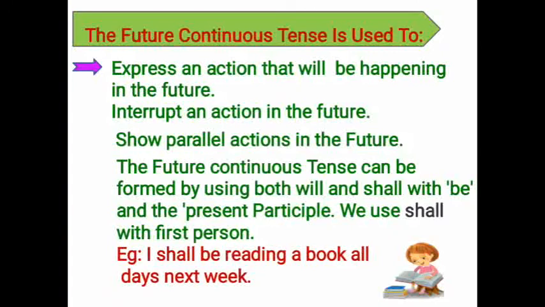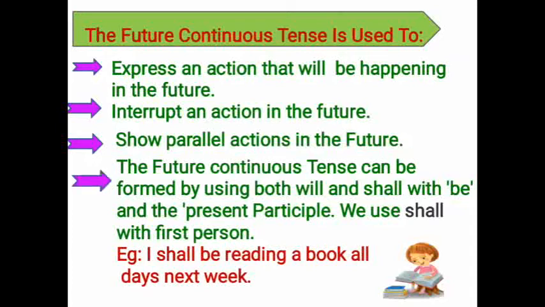Now we will learn that the future continuous tense is used to express an action that will be happening in the future, as I already told you. Not only this, it is used to talk about an interrupted action in the future, where one action happens and it is interrupted by some other action in the future. It also shows parallel actions in the future. In all these three conditions, we use the future continuous tense.